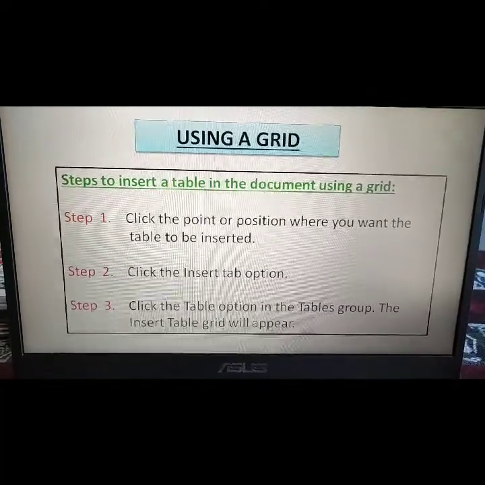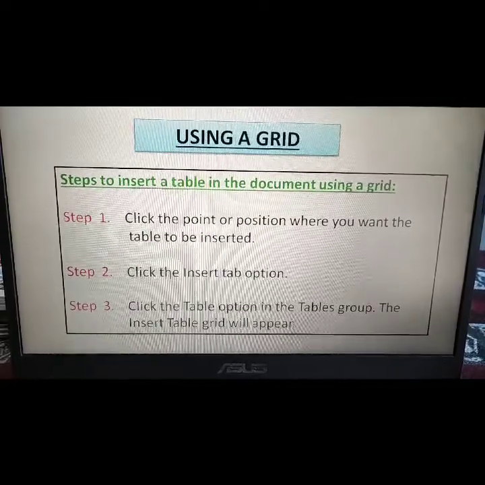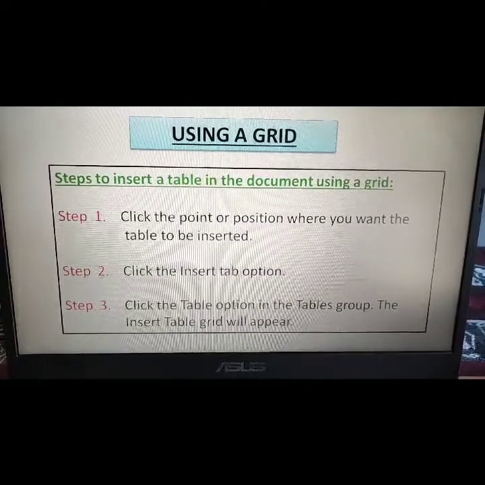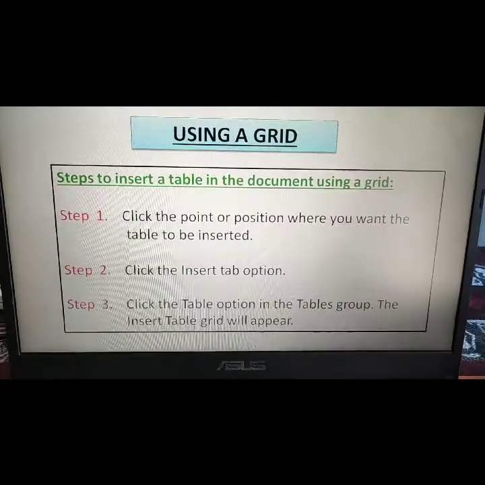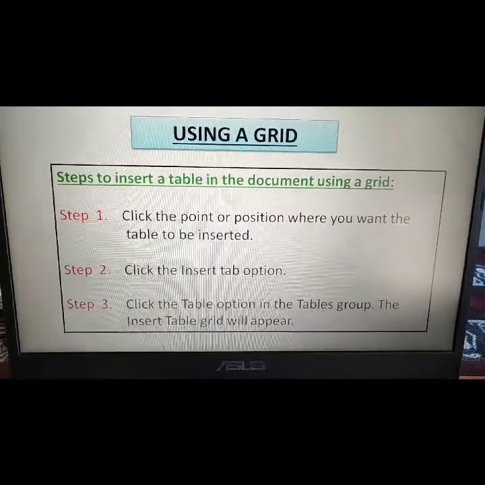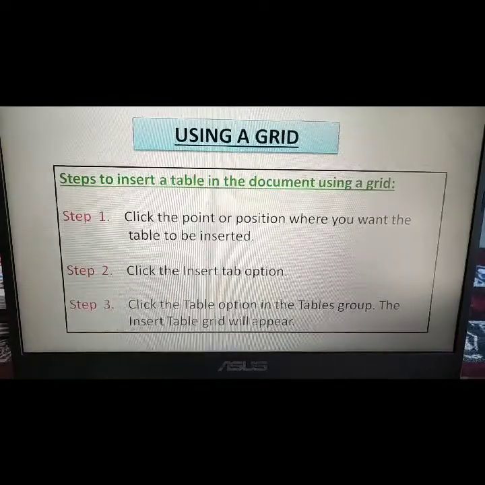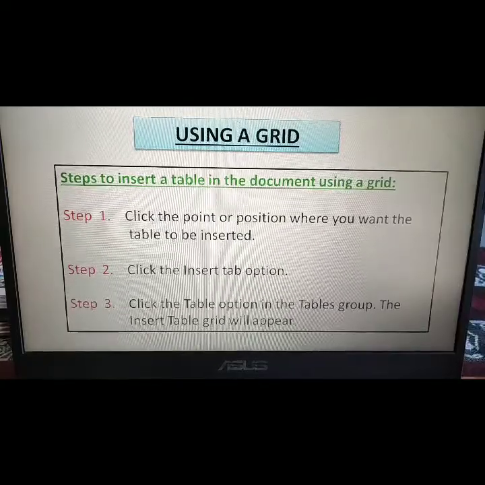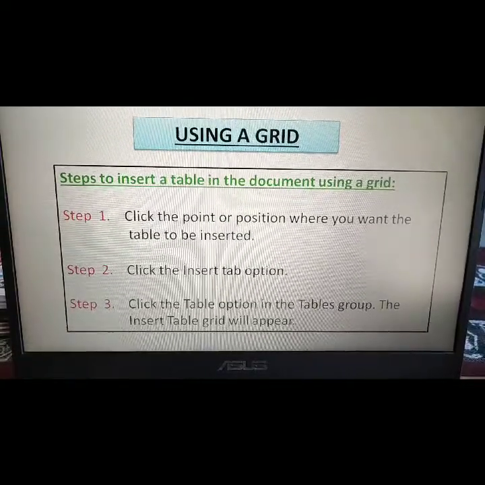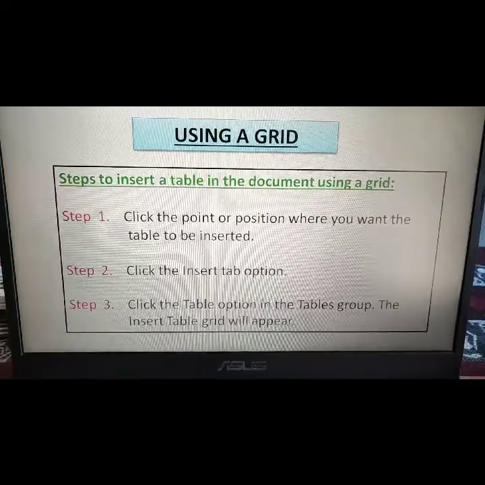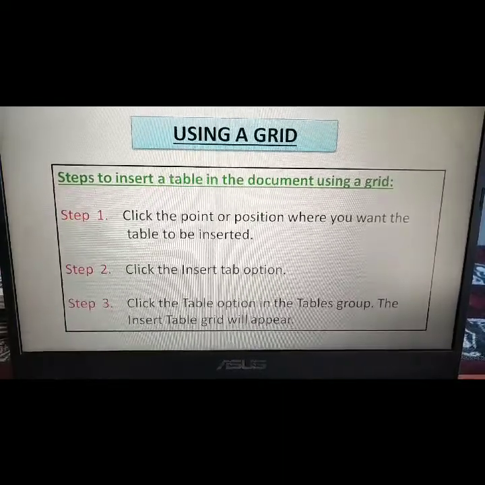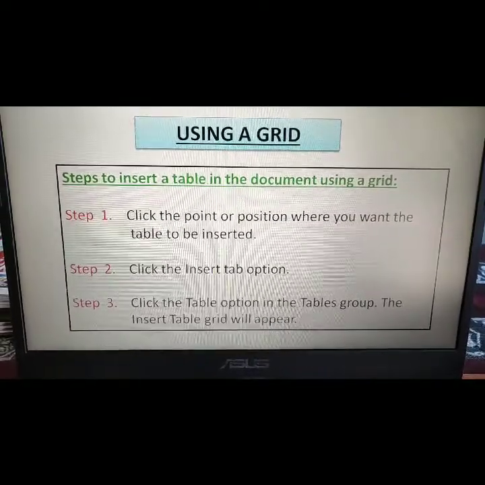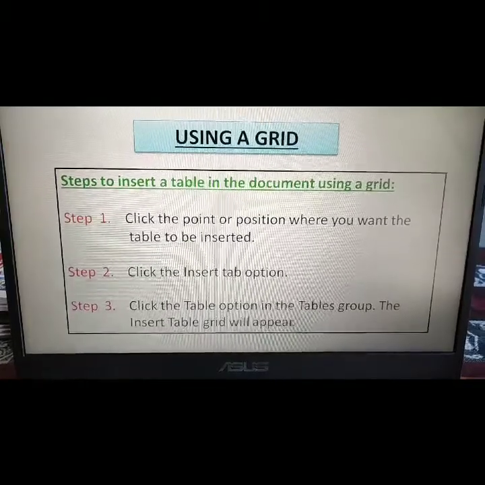Here there are some steps. We can follow the steps to insert a table in the document using a grid. The steps are: step 1, click the point or positions where you want the table to be inserted. Children, first of all you have to decide where you insert your table. So you have to decide the point or the positions, and after that you go to that point or the positions and click on it. Okay, this is the first step.